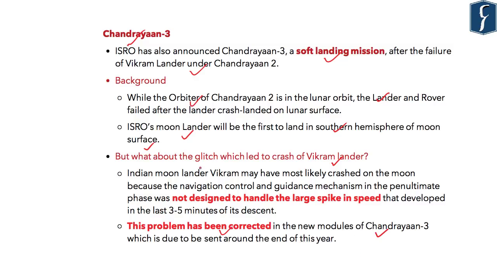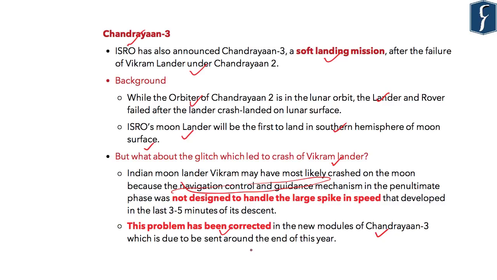Now, according to ISRO, the most likely cause would have been the failure of the design team to take into account the spike in speed which will occur once the lander reaches close to the surface of the moon, which basically means that as soon as the altitude of Vikram lander decreased and it reached near the surface of the moon, its speed increased manifold, and the navigation, control and guidance mechanism system of the Vikram lander had not been designed to take into account such a spike in speed, and hence this led to the crash.